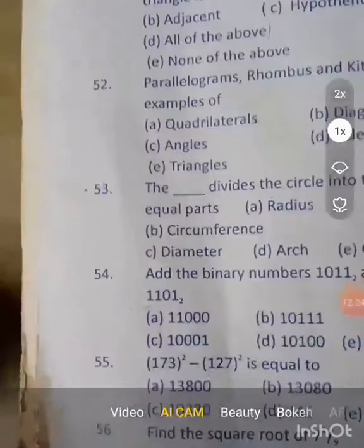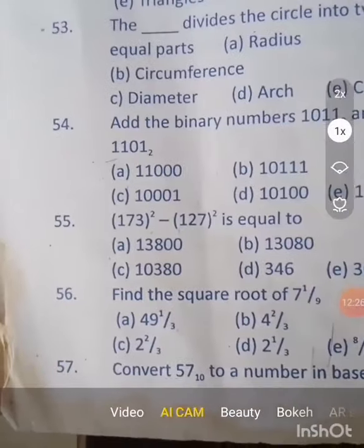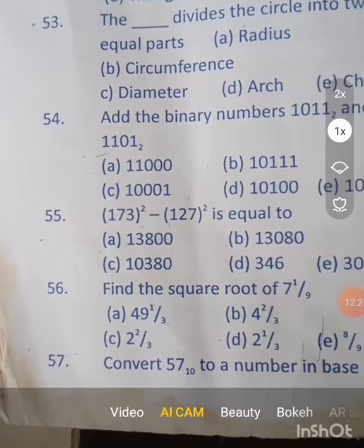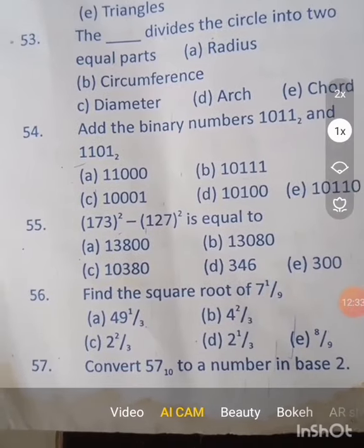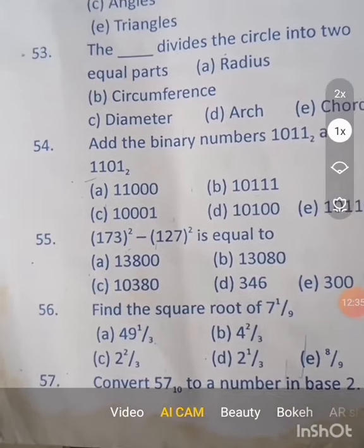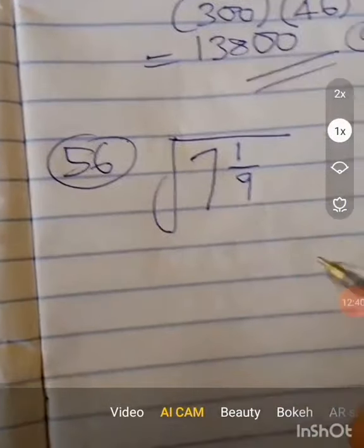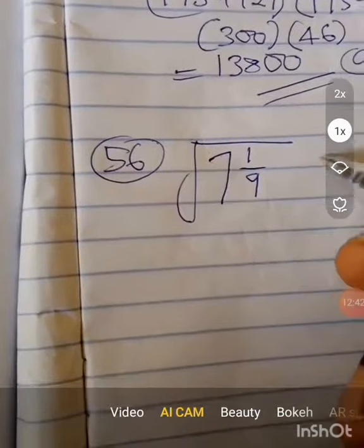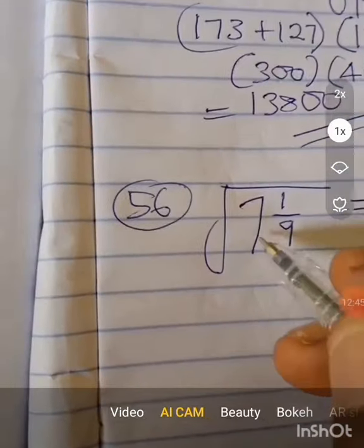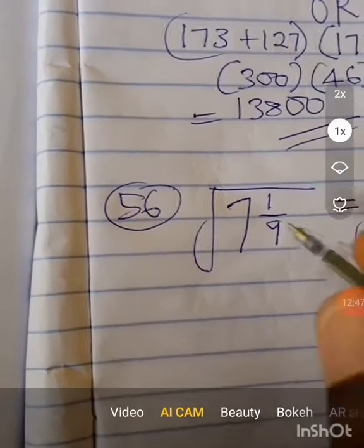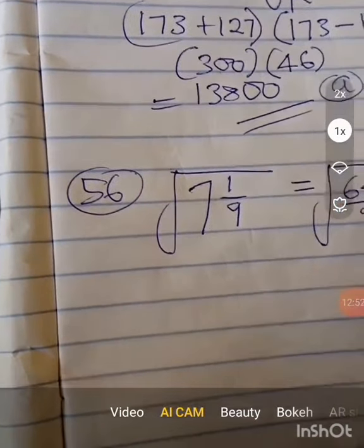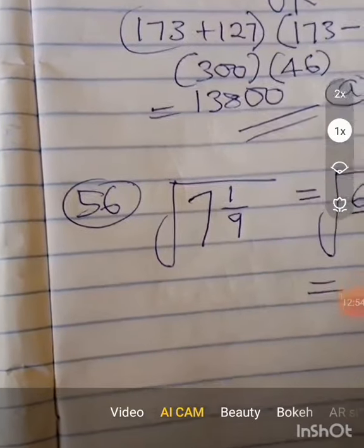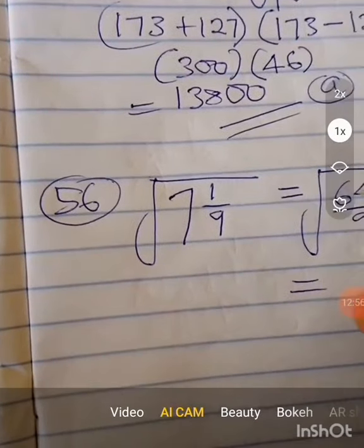Question number 56 said, find the square root of 7 whole number 1 over 9. So I've written that already. Square root of 7 whole number 1 over 9. So 9 times 7 is 63, plus the numerator 1, we have 64, all over 9. So remember, take the square root of the numerator, take the square root of the denominator. Square root of 64 is 8.